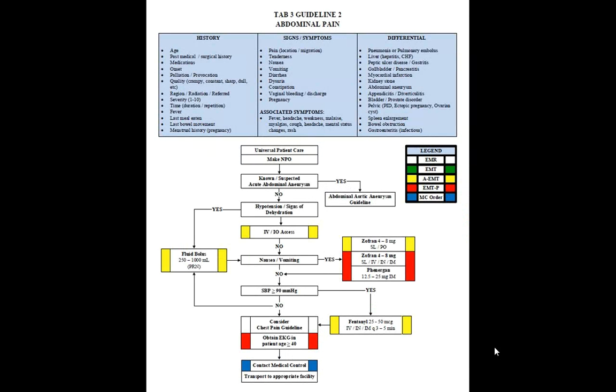For the advanced EMTs and paramedics, you'll be able to do a little bit more. Are they having an acute abdominal aneurysm? If they do, then of course they go down the acute abdominal aneurysm guidelines, which is dropping the blood pressure. Signs of hypotension, giving IV/IO access, giving fluids. Are they vomiting? Oral Zofran for advanced EMTs and all that stuff. Medics can give their Zofran and Phenergan, and then pain control and go from there.